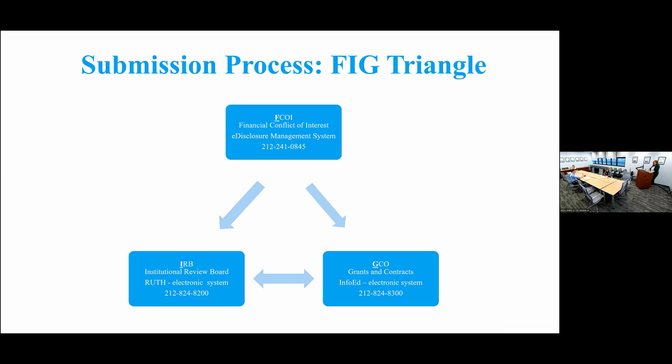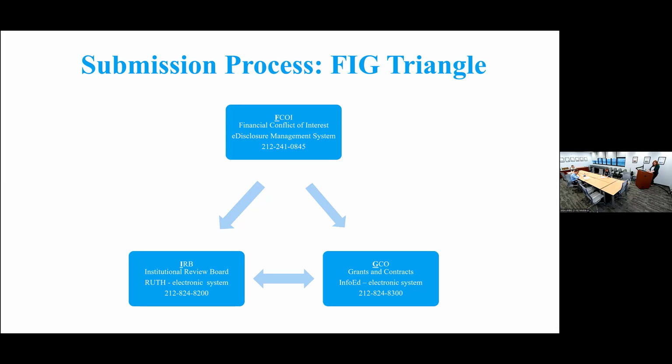Okay, so now that we've gone through the basic definitions that you'll need to know, let's get into the actual process. We have this little diagram here to show the 3 offices that you'll have to work with. We call this the FIG triangle. The top of the FIG triangle is the Financial Conflict of Interest Office. For all study submissions, the FCOI office will be involved.